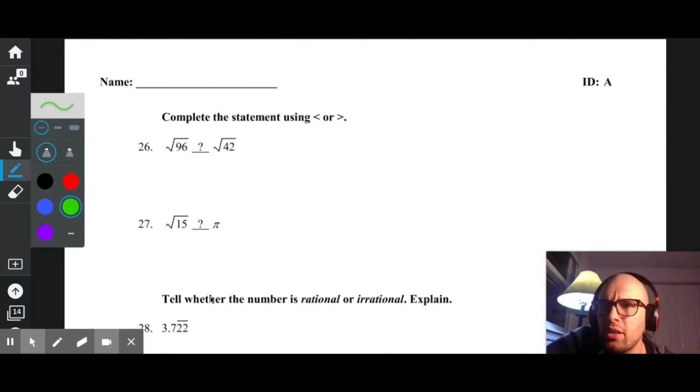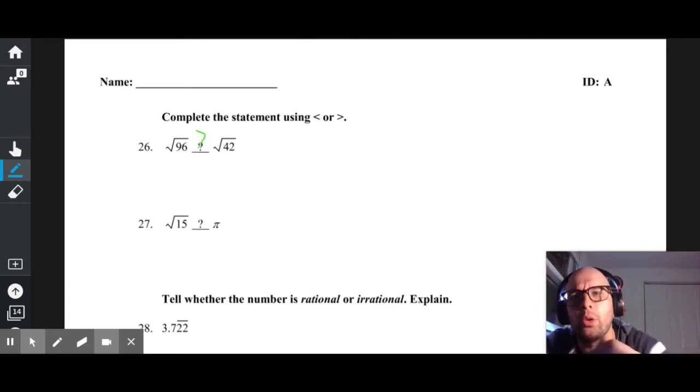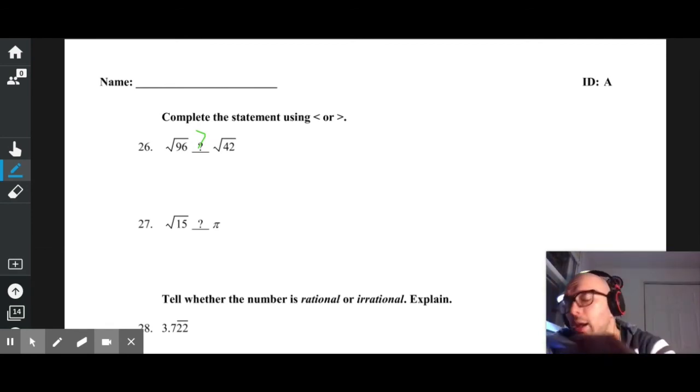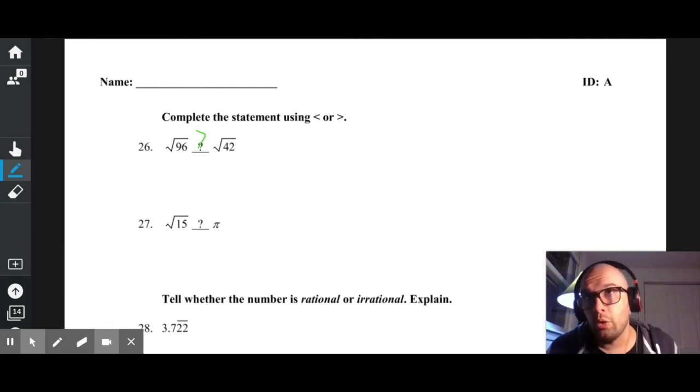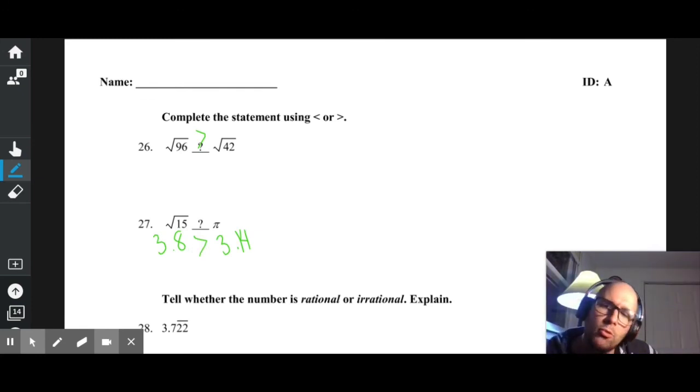The square root of 96 is going to be greater than the square root of 42 because 96 is bigger than 42. The square root of 15, I don't know what it is, but I know the square root of 16 is 4. So this is going to be like 3.8, 3.9. What I do know is pi is 3.14. So this is going to be greater than. 2 greater thans in a row. All right.